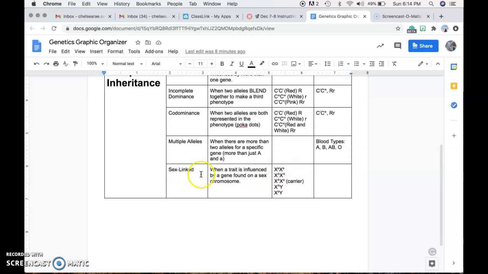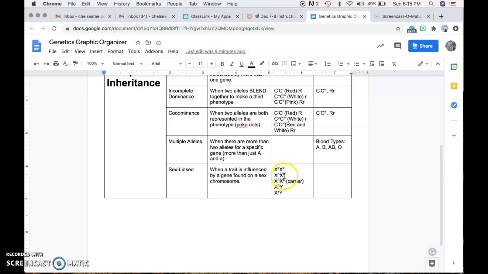The last one is sex-linked inheritance, and that is when a trait is influenced by a gene found on a sex chromosome. These are typically going to be found on the X chromosomes. So these are all the different genotypes you can have. This female here is going to, let's say that this is a dominant gene. So if you have that capital A, let's say this is a recessive. If you have a little a, then you're going to be affected by this, whatever this disease or characteristic may be. So this female here is affected.